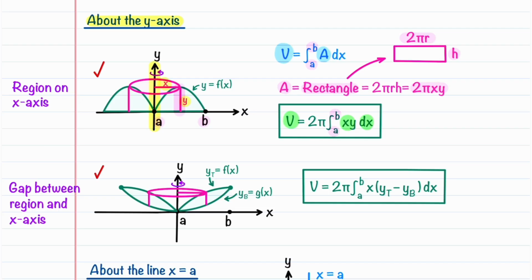In our next diagram, we have a gap between the region and the x-axis. When we rotate this region about the y-axis, we also get a solid of revolution that has cylindrical shell cross-sections. The cylindrical cross-sectional area is still 2 pi rh, and r, the radius, is still x, but now the height, shown right here, is going to be the top curve minus the bottom curve, and then we still have a thickness of dx.